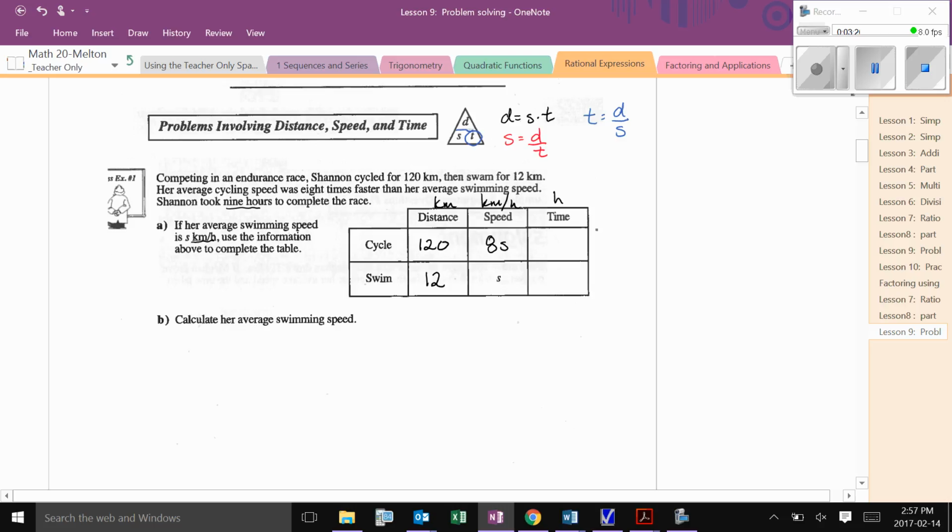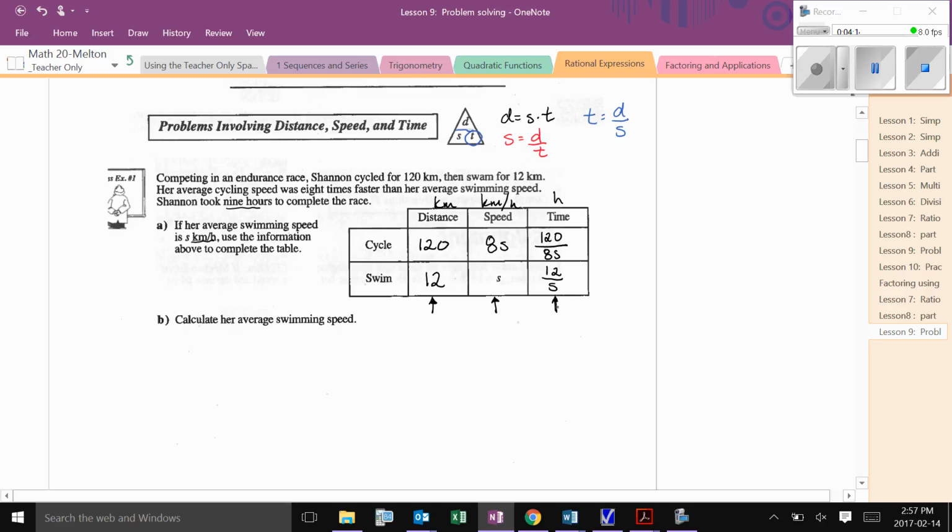In terms of the time that it takes, then we can go up into that formula triangle. Time is found by dividing distance by speed. So that means 120 divided by 8S. And swimming time is 12 over S. So distance over speed. So typically speaking, when we're working on our table, we've got one column that is typically just outright provided information for us. The second column, maybe not in this particular order, is dealing with our variables. And then the third column will then be using the formula to write an expression.